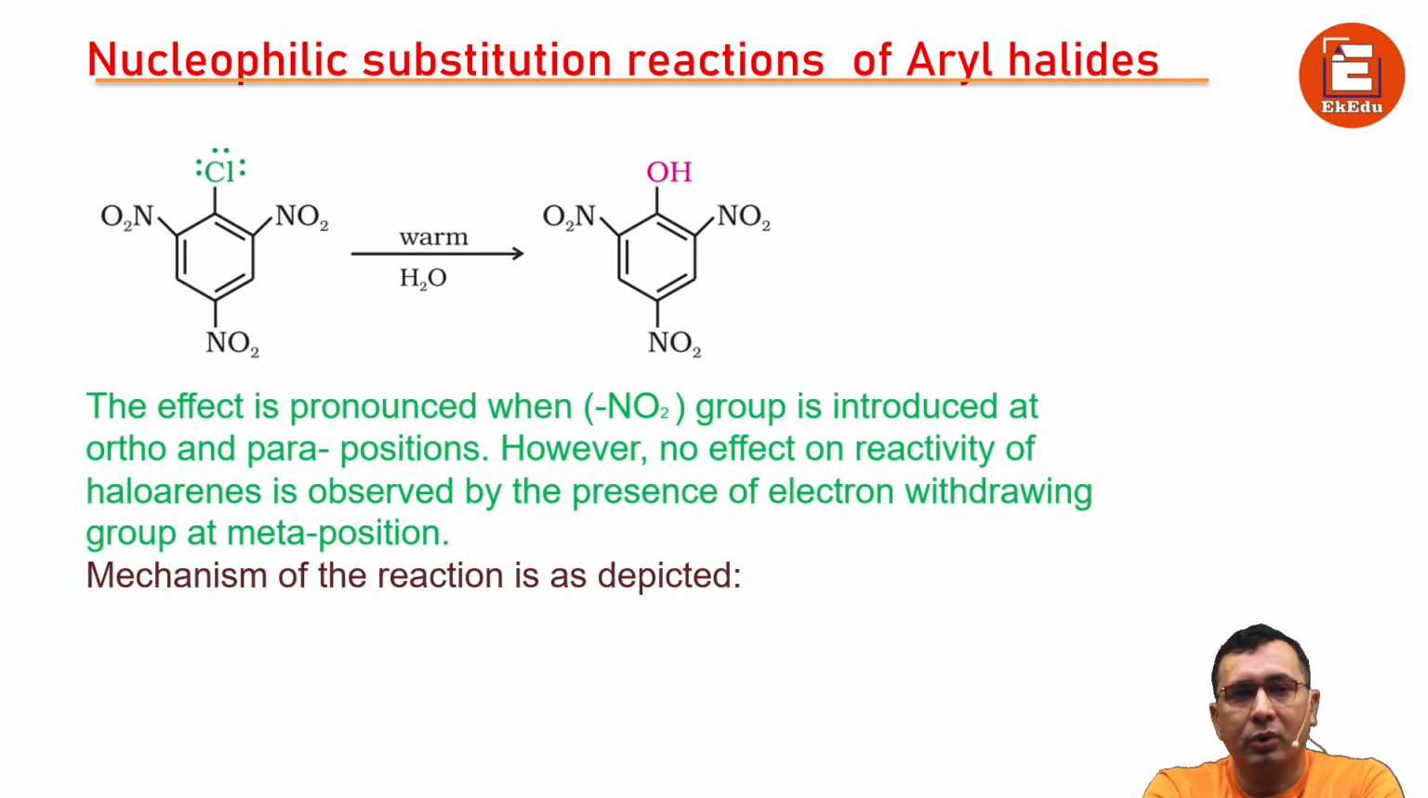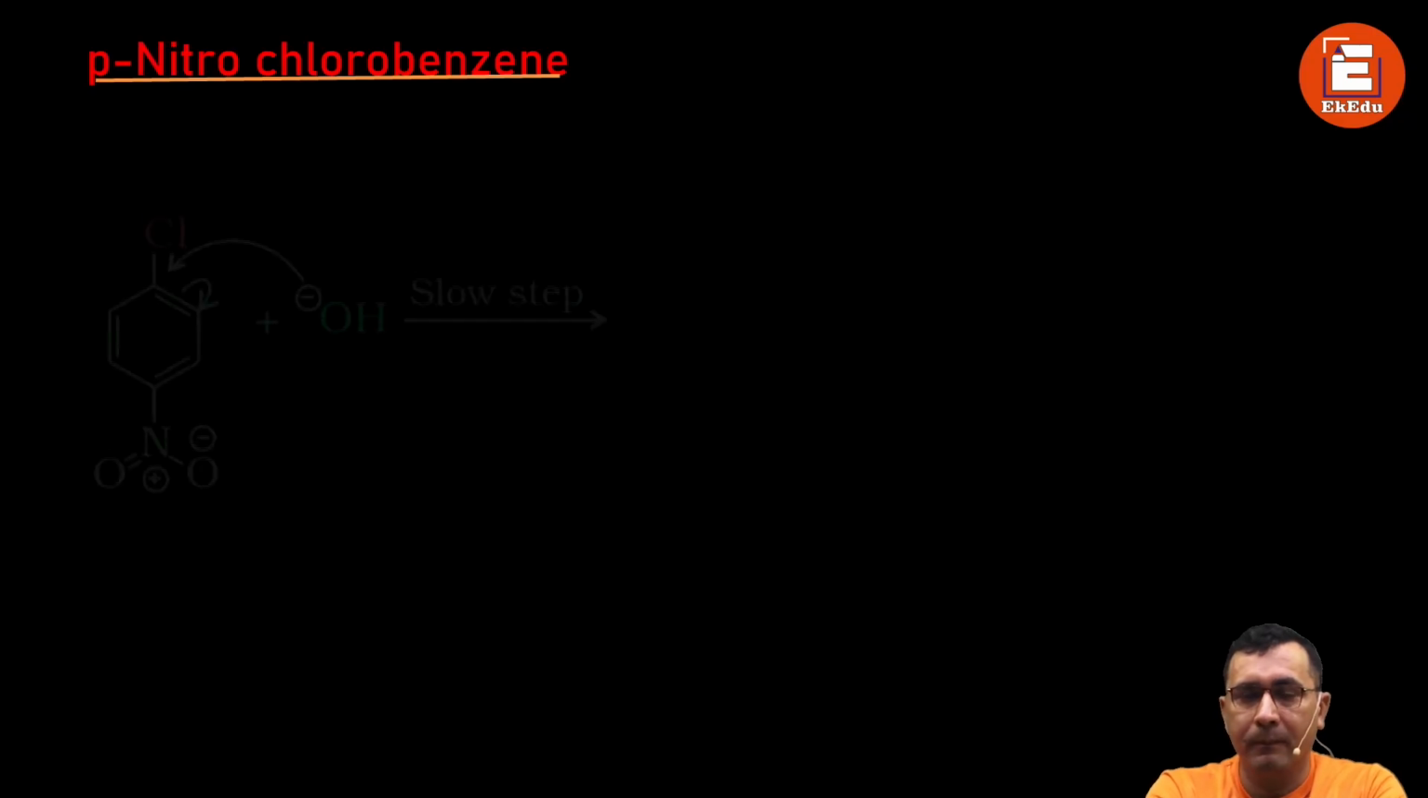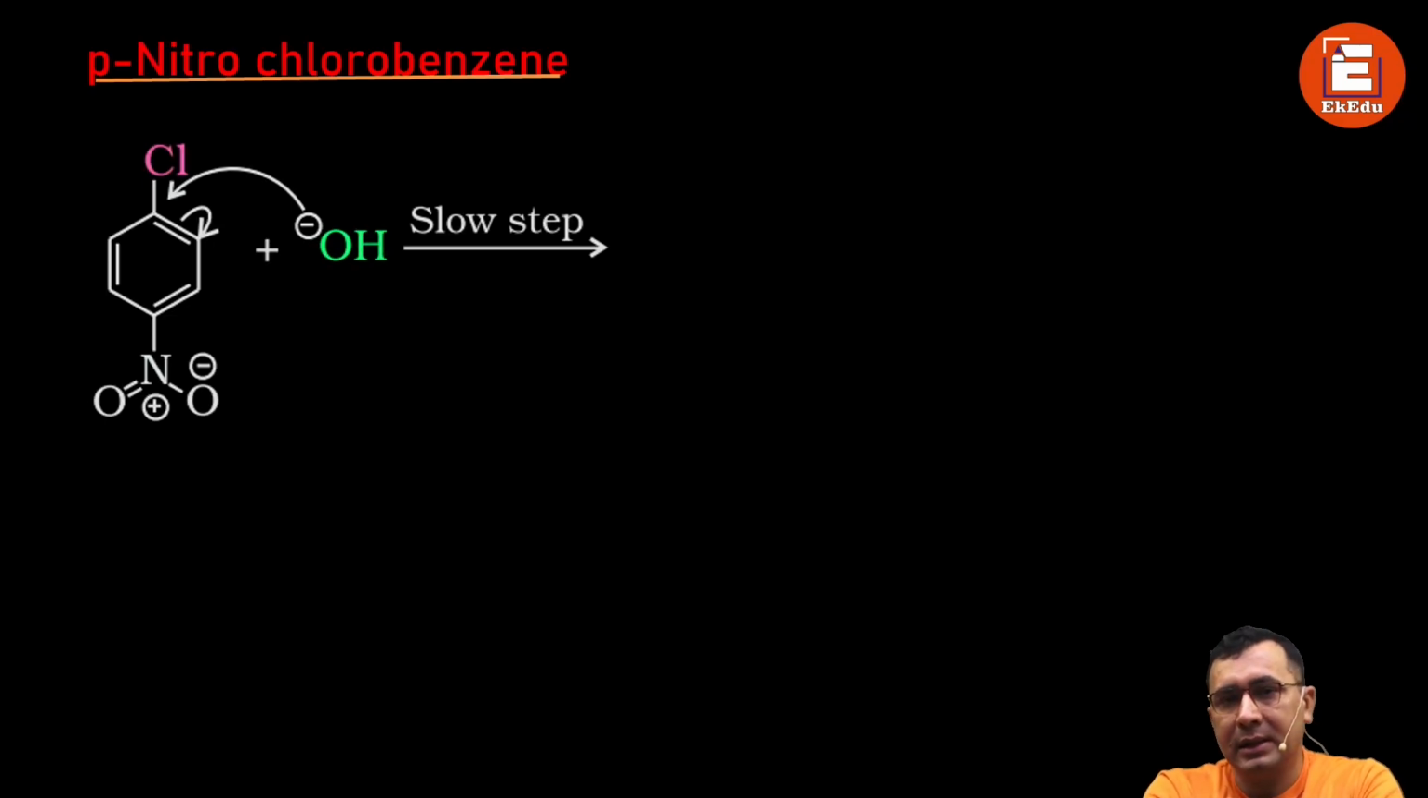The effect is pronounced when the NO2 group is introduced at the ortho and para positions. However, no effect on the reactivity of haloarenes is observed by the presence of an electron withdrawing group at the meta position. It is very interesting. So let us see why there is no effect of the NO2 group if it is attached at the meta position. You can see this structure, para-nitrochlorobenzene.